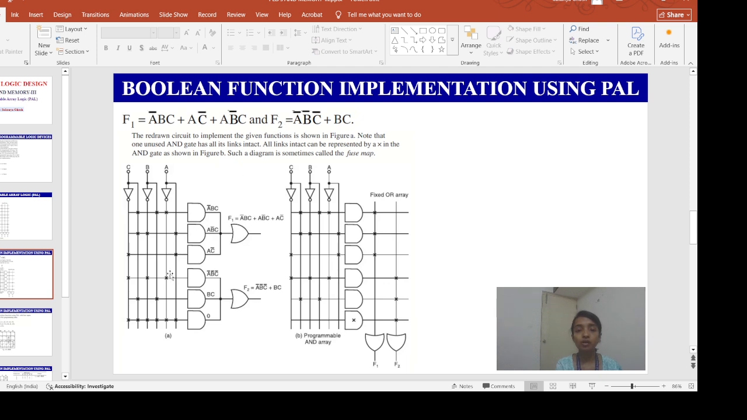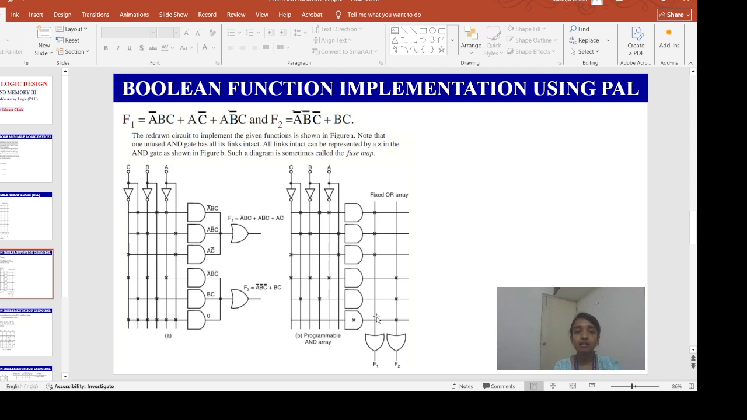So F2 function, how will I draw? F2 is A bar, B bar and C bar. So I will put a cross at the corresponding A bar, B bar and C bar. Then BC. This is my C, this is B. And this AND gate is unused, so we will put the cross symbols throughout, at C, C bar, B, B bar, A bar. Then all this will go to the OR gate.